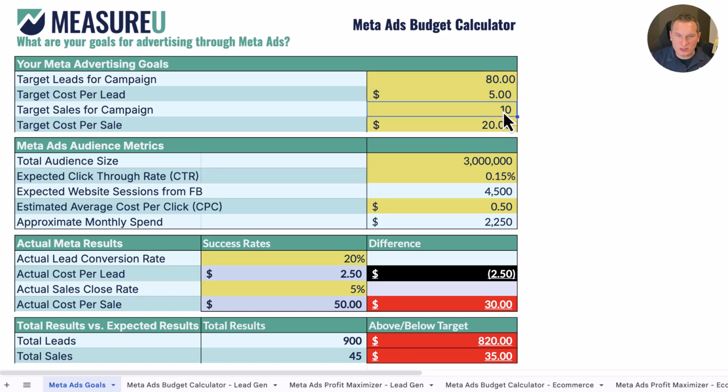How many sales are you looking to get? What's your cost per sale? So I want to get 10 sales at $20 per sale. That's my goal coming out of this. Okay, what type of audience are you going to go after? What type of click-through rate do you think they're going to have, so that they come to your website? How many people need to go to your website? How many sessions are you going to generate? How much are you going to pay per click on average? And then that's ultimately going to give you how much you're going to spend.